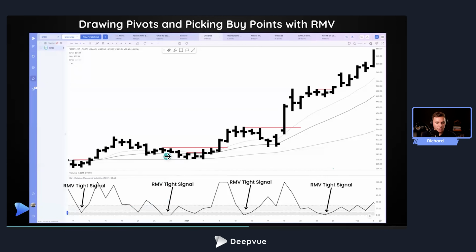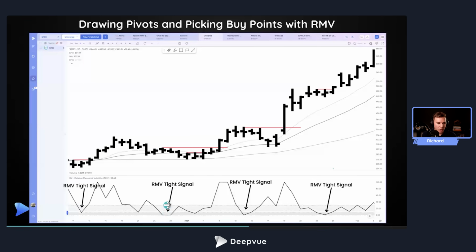So what you want to do to draw in these points of resistance, these pivot points, is whenever there's a tight signal, an RMV tight signal where we drop significantly, get really close to zero, you want to move up your cursor from that point, look at the chart during that point, identify the range that's forming, and find the key price level that defines the high of that range.